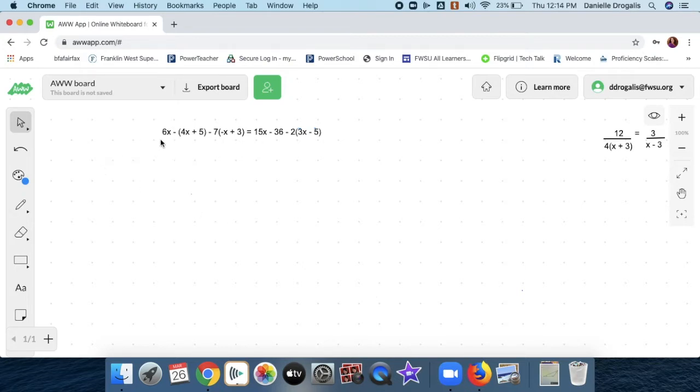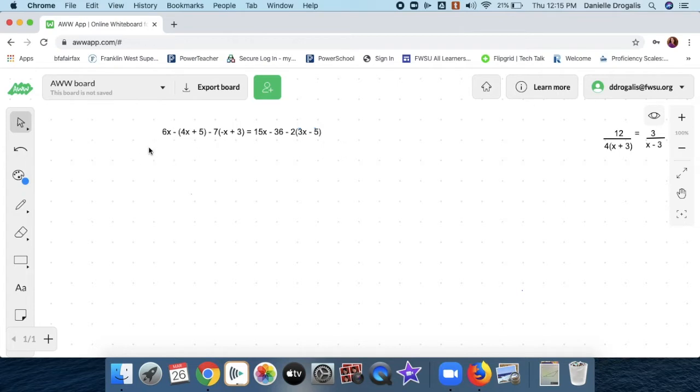So we have 6x minus the quantity 4x plus 5 minus 7 times the quantity, or negative 7 times the quantity, either way, negative x plus 3, and all that is equal to 15x minus 36 minus 2, all times 3x minus 5. The left is just as busy as the right, but we're going to go through and do all of our distributions. Here's a distribution, and there's another one, and here. We're just going to do everything that we can on both sides in this one line, taking care of many different things at once. And I challenge you, if you're feeling confident, see how many things you can do in one line without violating the rules of order of operations.